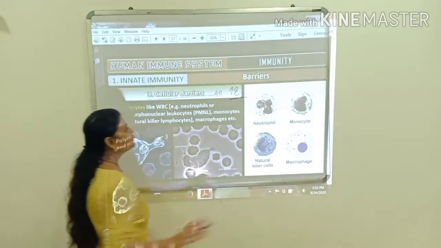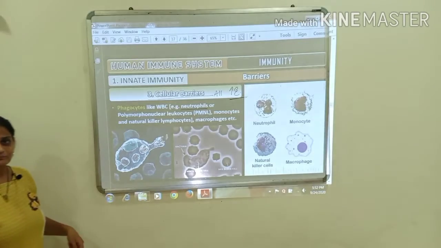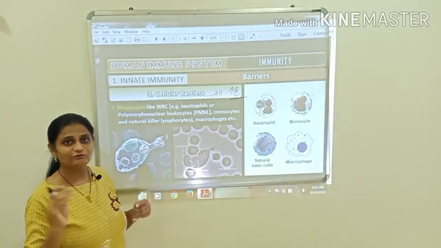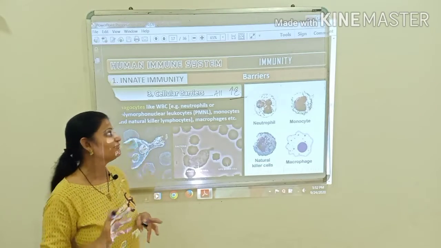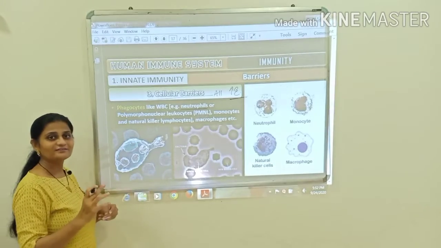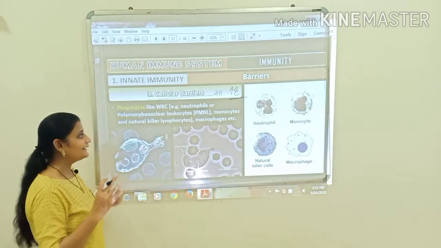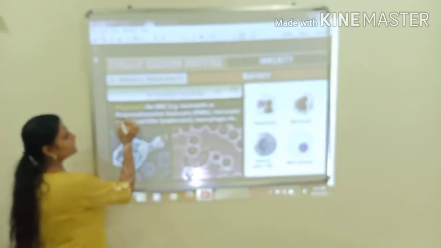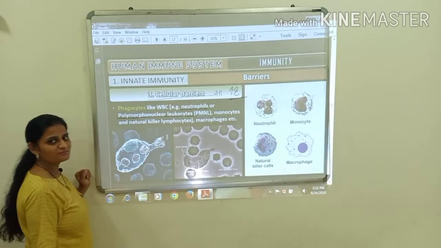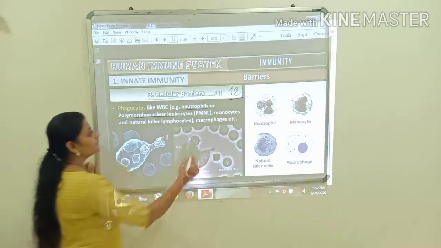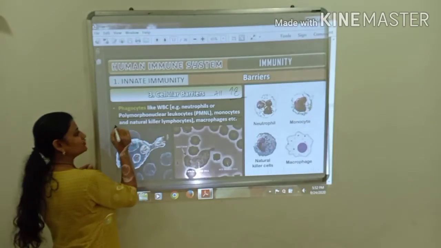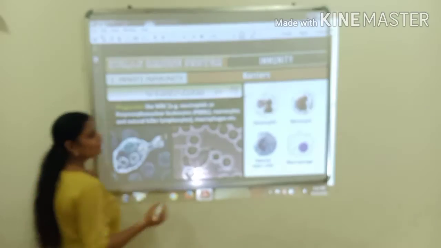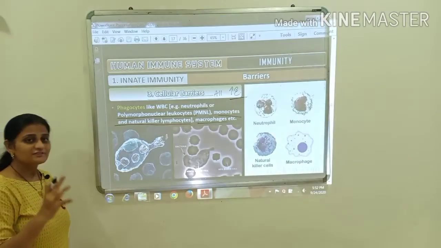Neutrophils are the cells which form the first line of defense, and they kill the pathogens that enter the body, right? So neutrophils, polymorphonuclear leukocytes, PMNL, then monocytes, natural killer cells, lymphocytes, macrophages, they all phagocytize the cells.